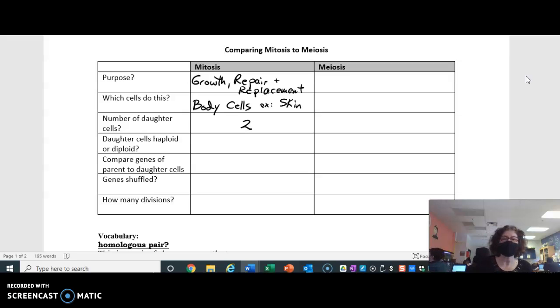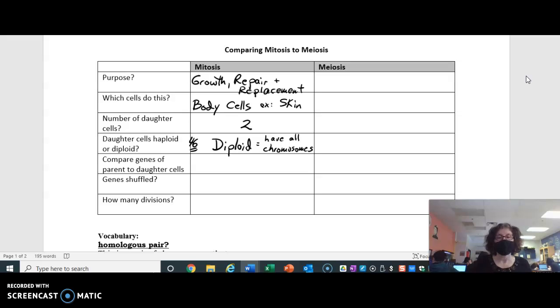Are the daughter cells haploid or diploid? So we haven't really talked about that yet, but I will say they are diploid. And what that means is they have all the chromosomes they need. They have all of them, right? How many chromosomes do we have in our body cells, guys? Do you know? Somebody said 23, you're half there. 46, that's it. We have 46 chromosomes in every single body cell. So the diploid number would be 46. We have 46 in a human.